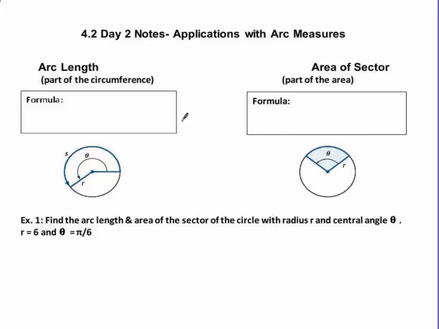We're going to continue talking about angles, and today we're going to talk about something called arc measures. We are going to talk about arc length and the area of a sector. Both of these are things that you've done in geometry before, so we're going to move pretty quickly through them.